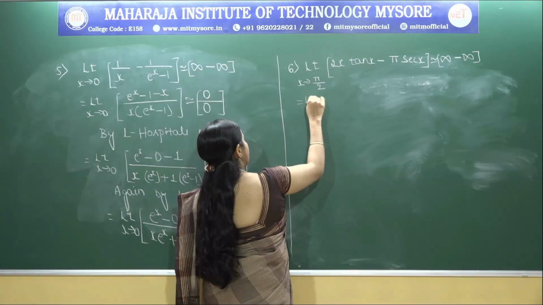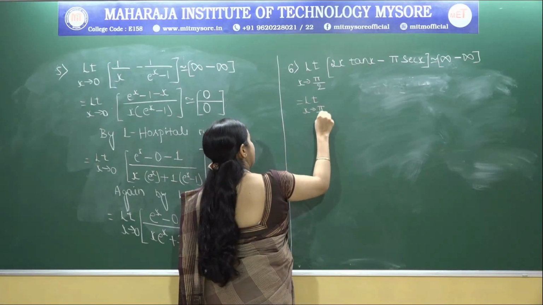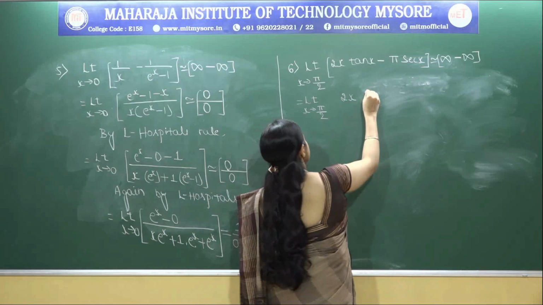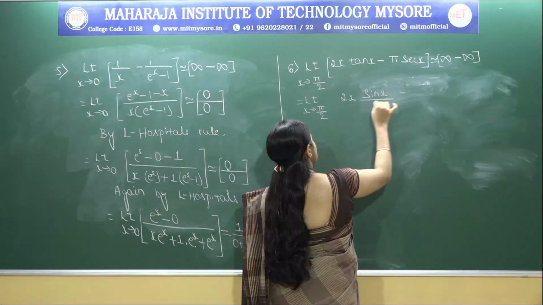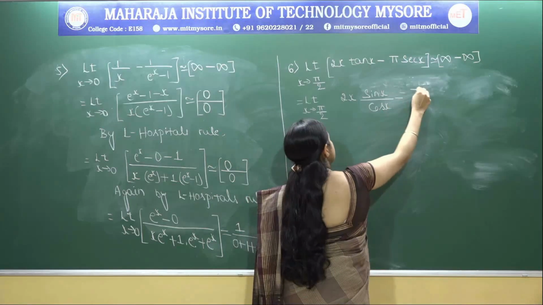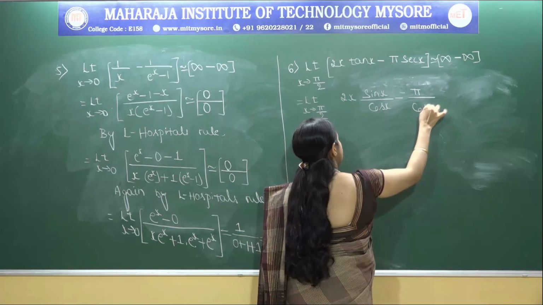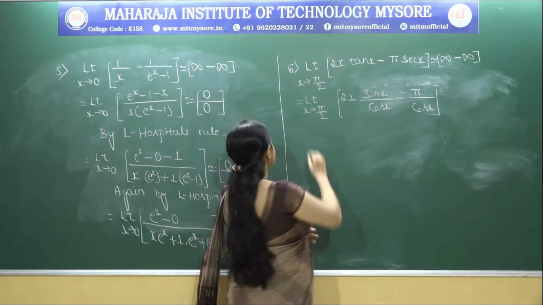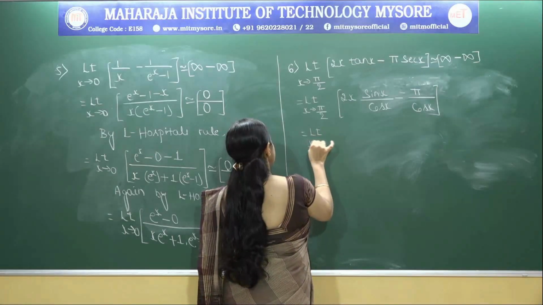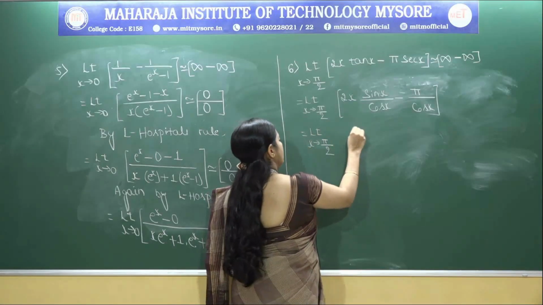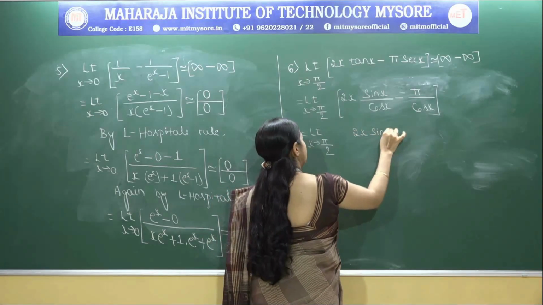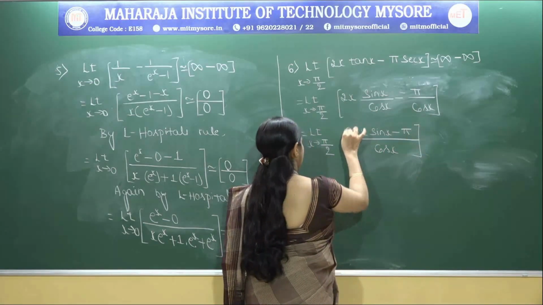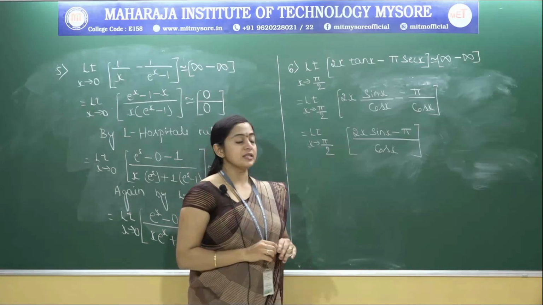So the limit of x tends to pi by 2, keep the 2x as it is, tan x can be written as sin x divided by cos x, minus, keep the pi as it is, secant x can be written as 1 by cos x. Then you take the LCM, the limit of x tends to pi by 2, 2x sin x minus pi divided by cos x. Now we apply the limit once again.